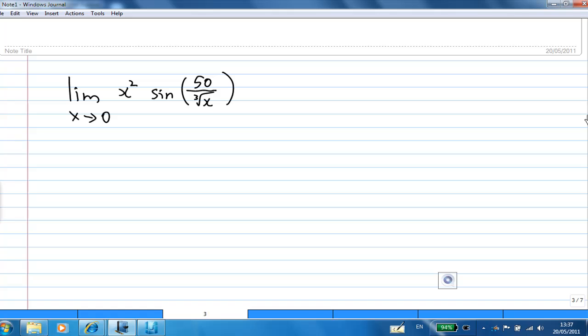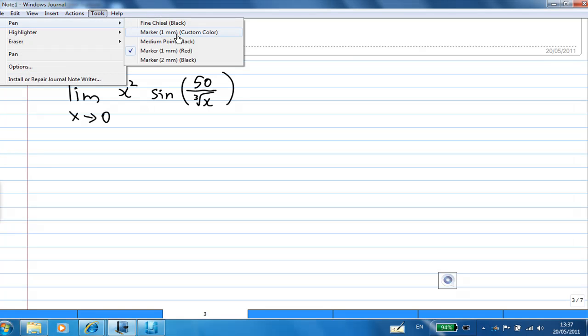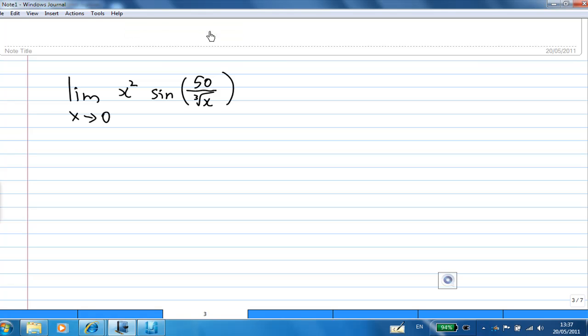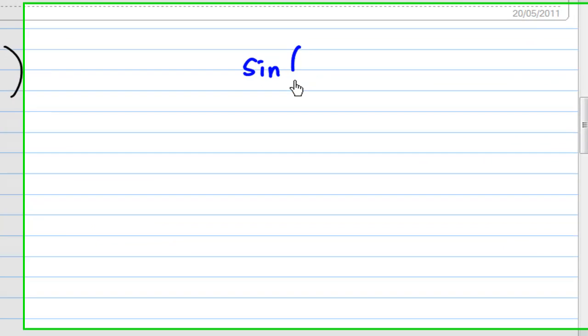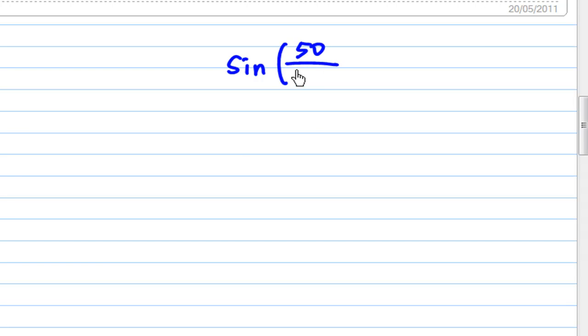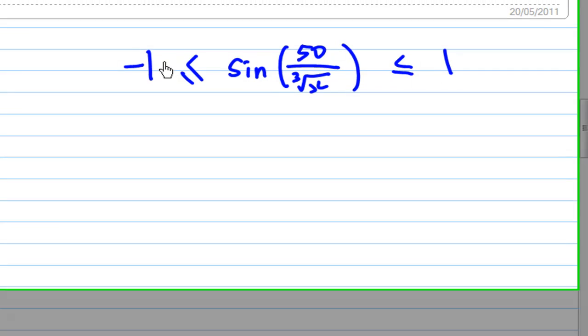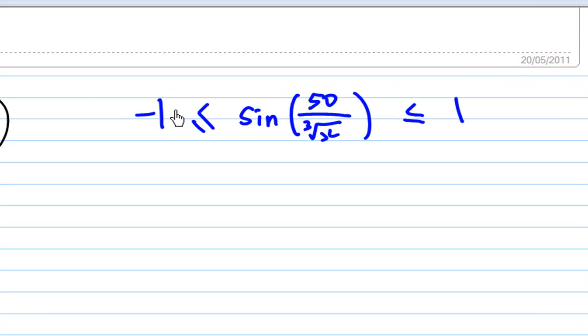Here's our problem now. The limit as x goes to 0 of x squared sine of 50 over cube root of x. Now, let's do the calculation in this way. First of all, we know sine of 50 over cube root of x is always between 1 and minus 1. This is the property of the sine function as long as x is not equal to 0.